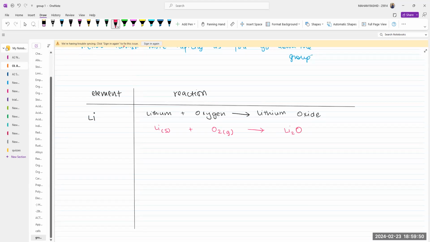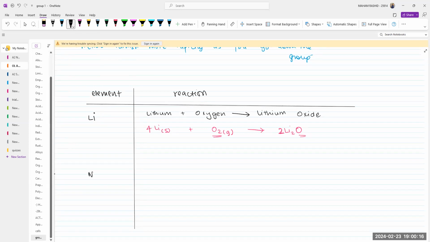Li2O. Now to balance it, we have two oxygens here, and we have two lithiums here. So you put a 2 here. Wait, we have two oxygens now here. To balance these two oxygens, I'm going to put a 2 here, right? And then you have 4 lithium, so I'm going to put a 4 here.